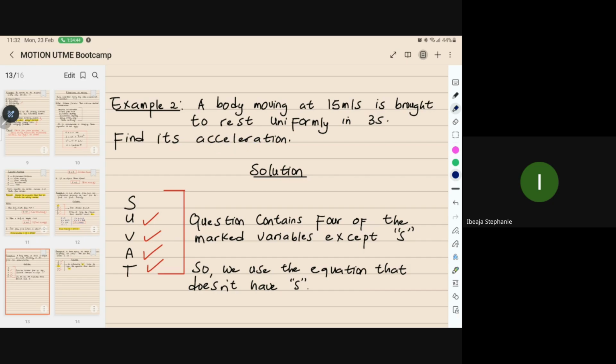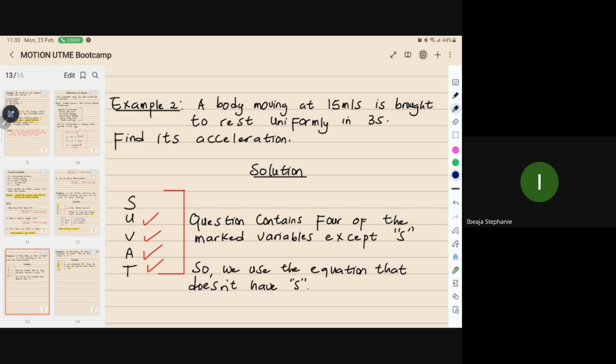So what are the variables mentioned here? U was mentioned, moving at what? 15 meters per second. So that is U. Brought to rest. When you hear brought to rest, it means that V is equal to 0. Uniformly in 3 seconds, T was mentioned. Find the acceleration, A was mentioned. So we're going to use the equation that does not contain S.